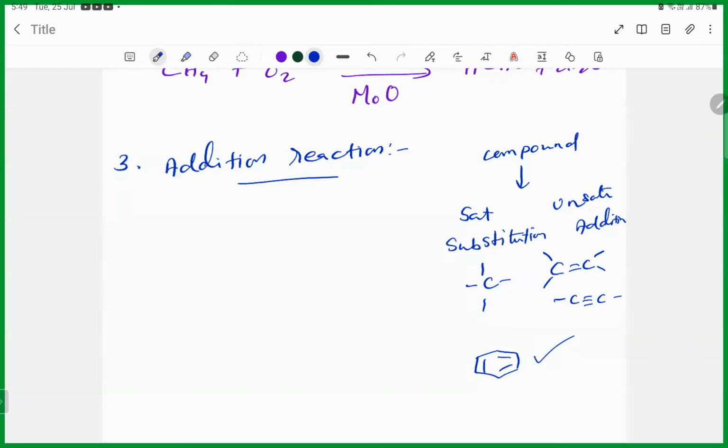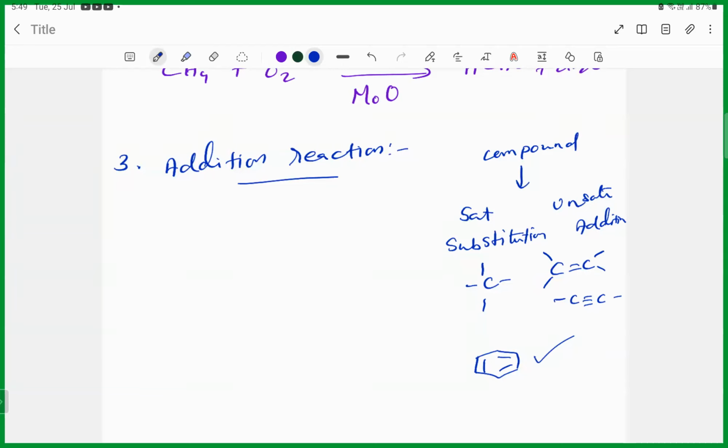They are comparing the reactivity of benzene in the substitution reaction as well as addition reaction. For the addition reaction, it requires special conditions. Pressure is needed, temperature is needed, so everything is needed. Whereas substitution will undergo at room temperature itself.